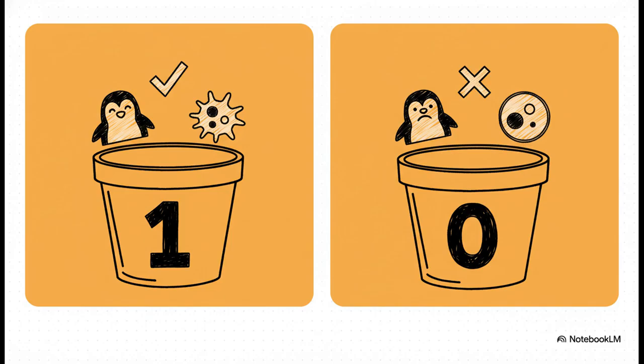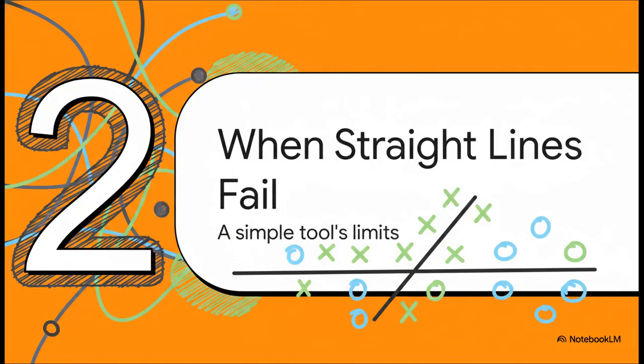The whole mission is to build a model that can look at brand new data it's never seen before and put it in the right bucket. So the big question is, how do we get a machine to find that dividing line between the two groups? Let's start with the most obvious tool we have, a simple, straight line.